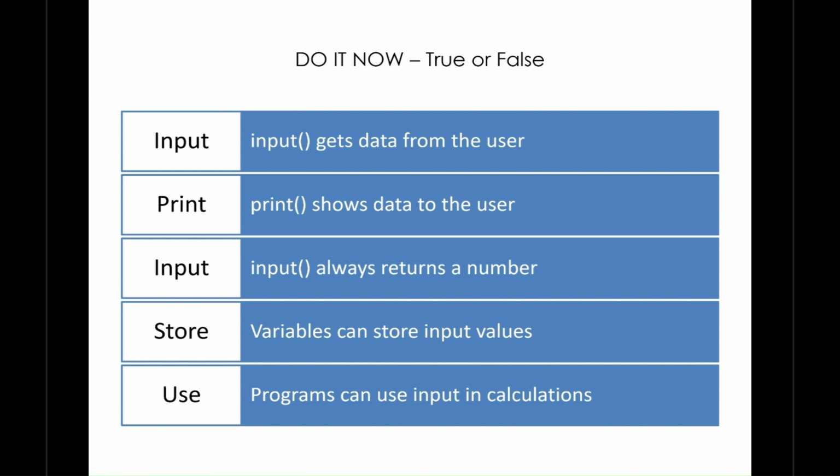Question number 1, true or false? Input gets data from the user. Question number 2, print shows data to the user. Question number 3, input always returns a number. Question number 4, variables can store input values. And question number 5, programs can use input in calculations. Get your answers ready and we'll go through them shortly.